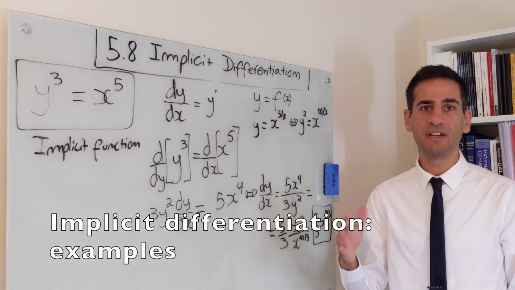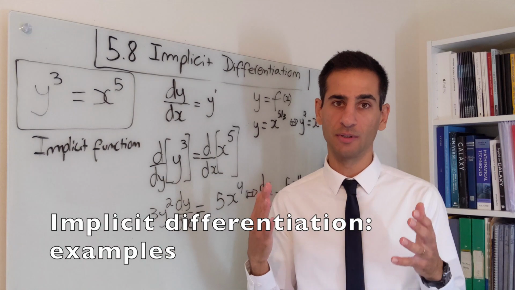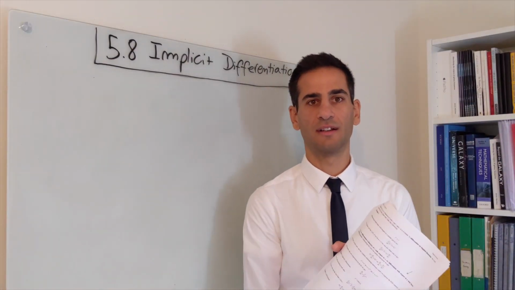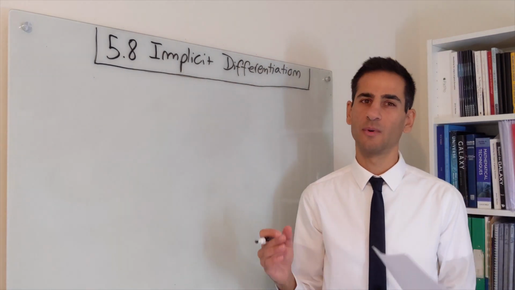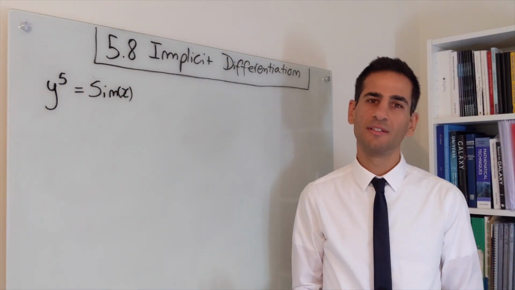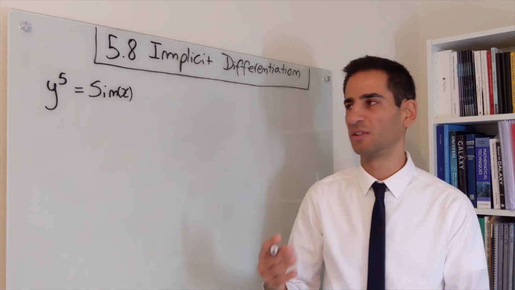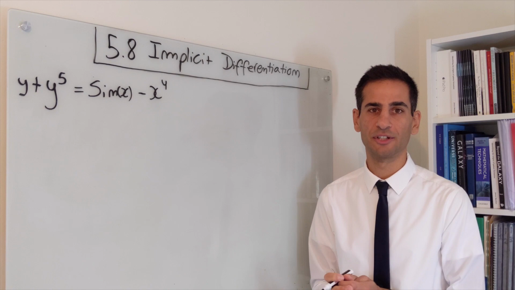Let's clear the board and do a couple more examples so that it's absolutely clear how to implicitly differentiate functions. Let's try an example that is in your lecture notes in section 5.8. That's y to the power of 5 equals sine x. But to make it a little bit more complicated, let's add a few terms. Let's try to implicitly differentiate this.